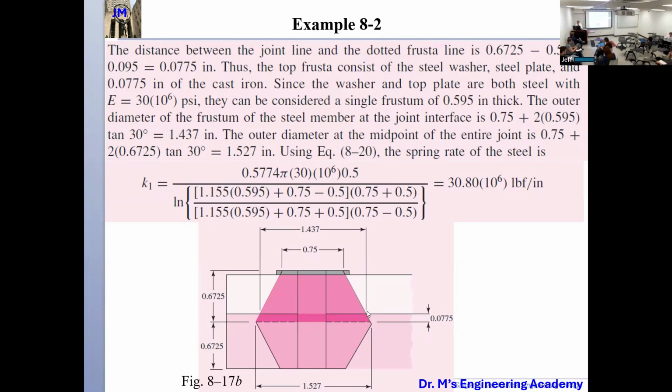0.59 in thickness. That means from here to here. And how do we get this value? You use this midpoint minus this. The outer diameter of the steel member at the joint, so here's the joint, is 0.75, plus this.